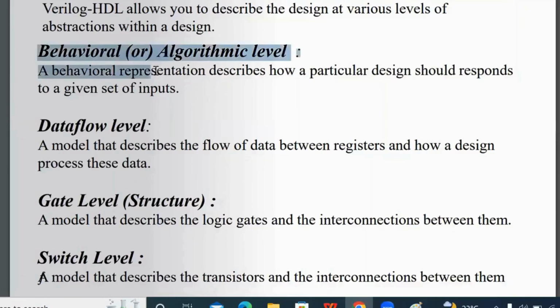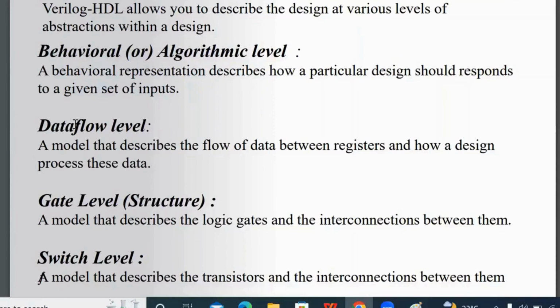Okay, so behavioral representation describes how a particular design should respond to the given input. That is nothing but the truth table. By using the truth table, you will write the program. By using the always block, if-else blocks, and loops, you can write that behavioral program.